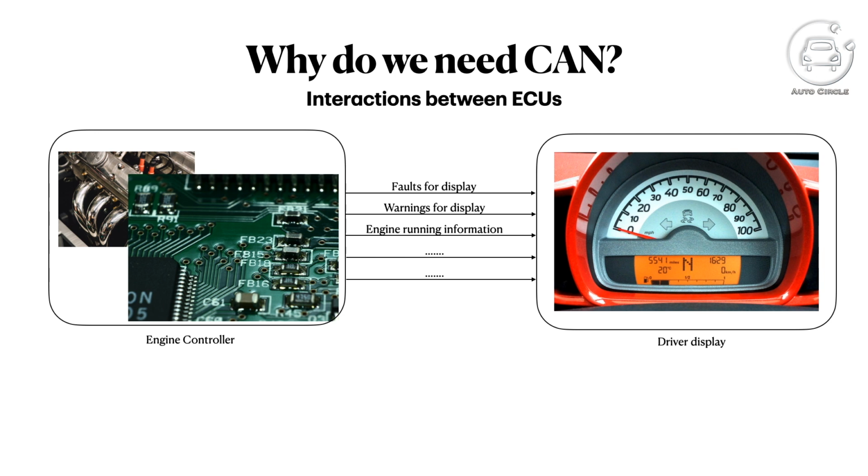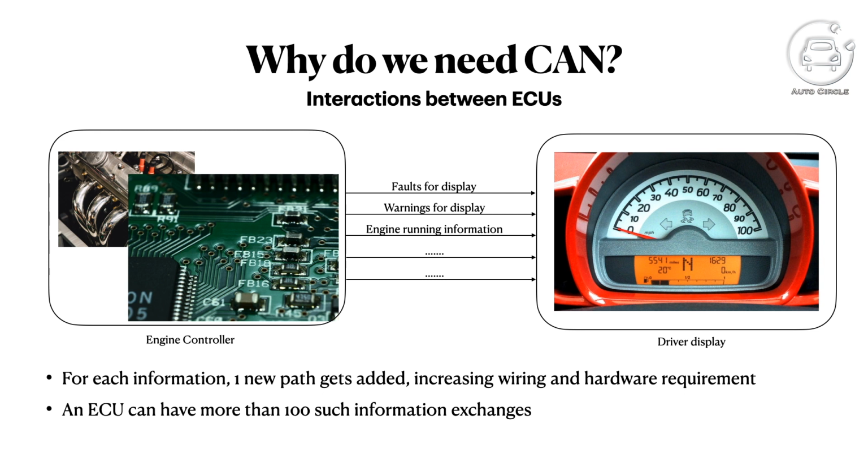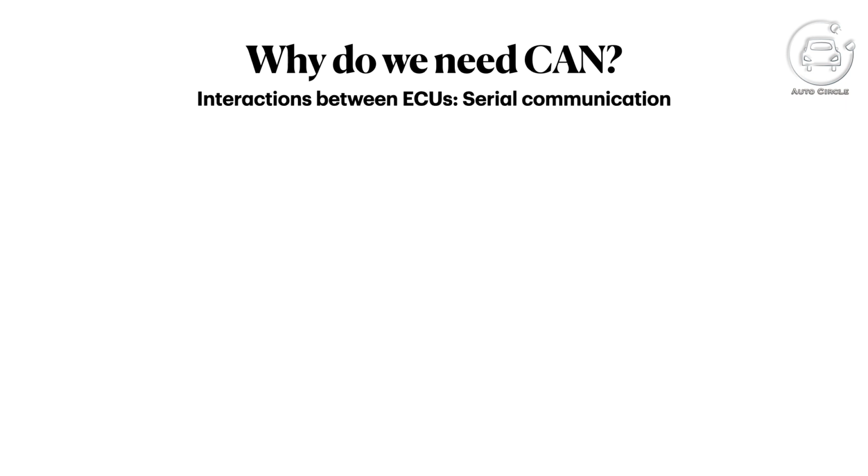Now, due to multiple functions residing in each ECU, the number of signal exchanges can be even more than 100 for each ECU. What this means is each ECU needs to have hundreds of hardware pins and similar amount of wiring running through the entire vehicle. This is going to be very costly and a complex situation. Now let us see how do we solve this interaction problem using serial communication.